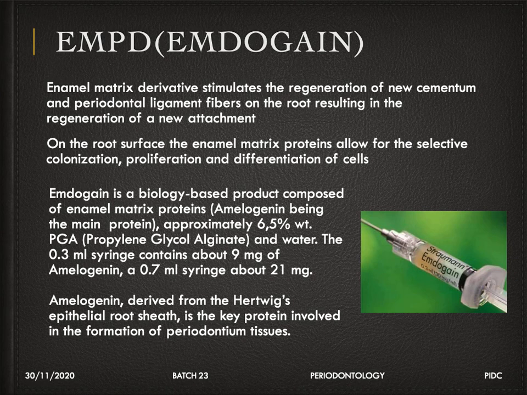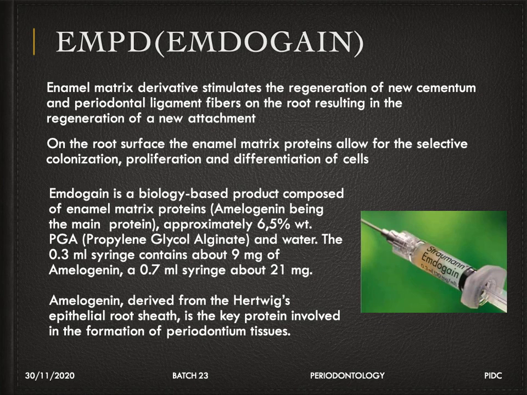So we have to replace the lost cementum in the place where it is lost. We have to replace the periodontal ligament, and we have to replace the bone and connective tissue. All this has to be replaced in the place where it has been lost. That is the role of regeneration. The main idea of using Emdogain is to regenerate cementum.